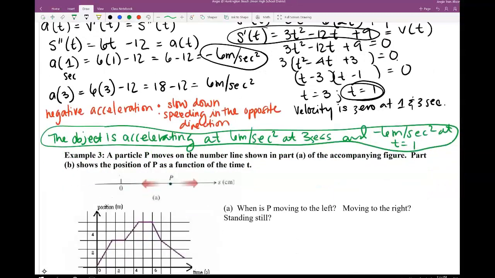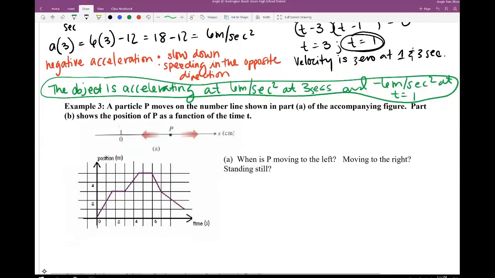All right, next one. Example 3. A particle P moves on the number line shown in part A of the accompanying figure. Part B shows the position of P as a function of time t. So let's look at the two parts, okay? And since I didn't label A and B, let's do A and B. Here's supposed to be your part A, and here is your part B.